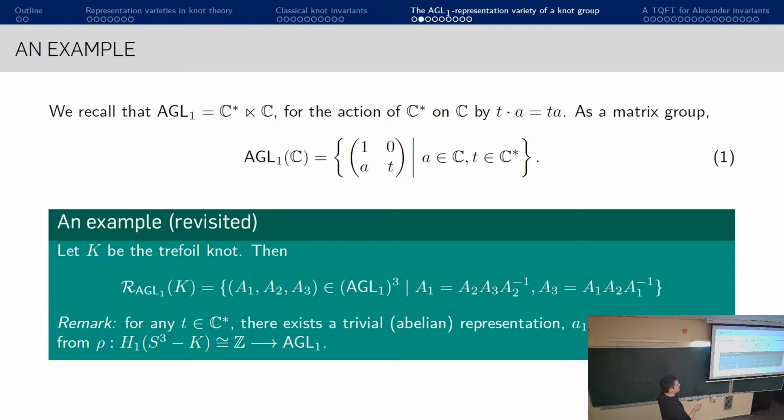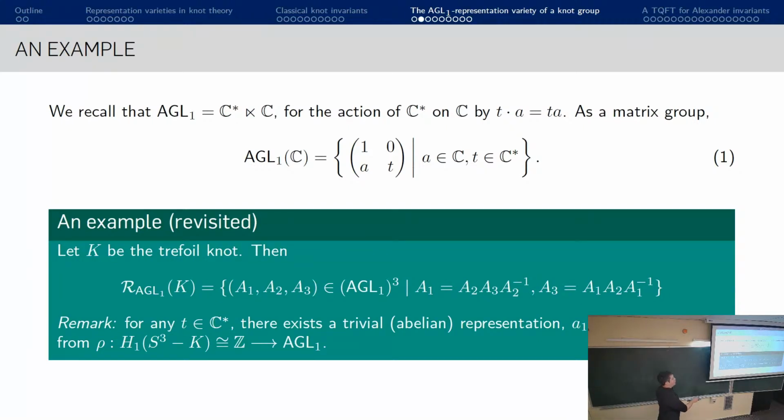So you've got 3 matrices in AGL1, and you want them to satisfy those 2 equations. The first thing to say there is that you've always got what we call trivial representations. First of all, A1, A2, and A3 are conjugate, so the trace is the same, so the t is the same for all of them. And that's always going to happen. Any time you've got a Wirtinger representation of the knot, those are representing meridians, and they are conjugate, so the t is equal for all 3 of them.